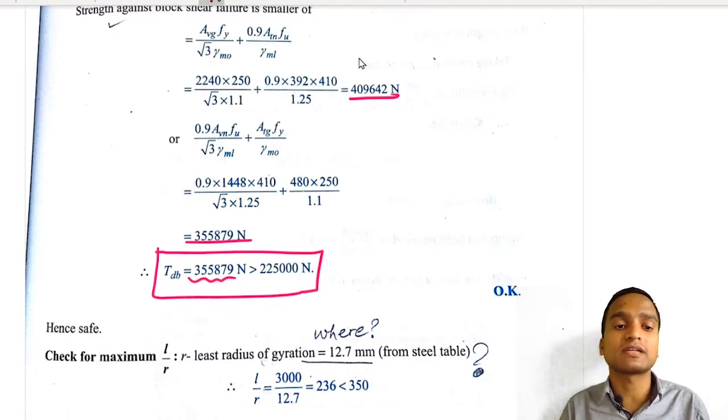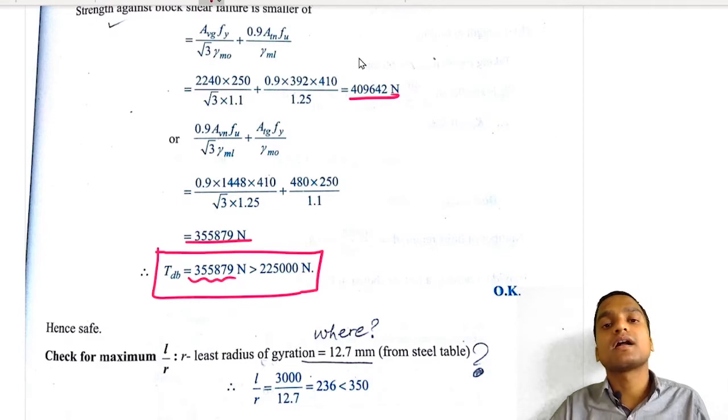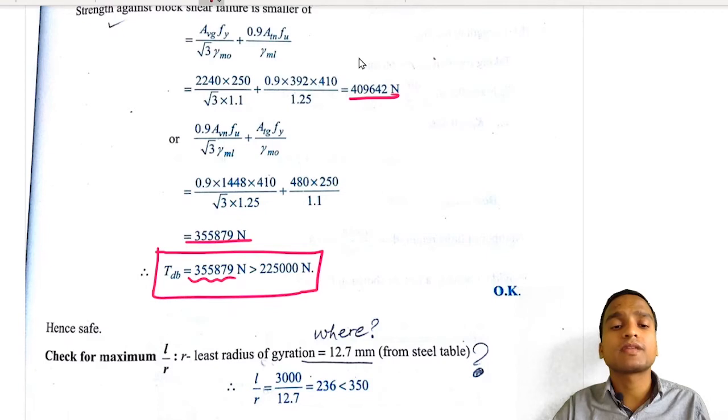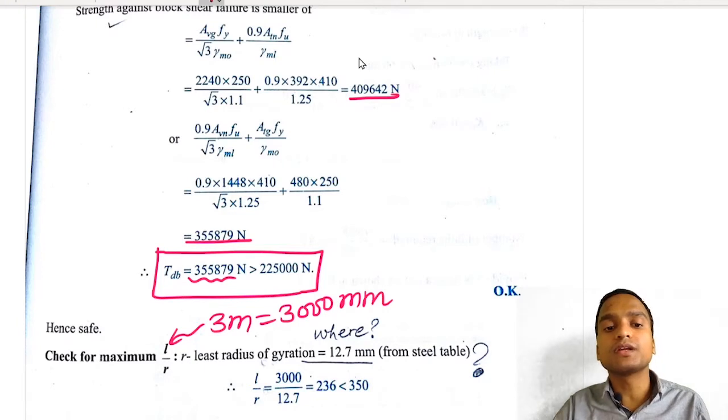Now at the end, we would also like to go for checking the maximum L by R or the slenderness ratio, and this is because of the reversal of stresses due to wind loads. And here the length of member is already given, 3 meter. Now from where do we get the value of R? R is the radius of gyration. Now here we are going to check the maximum value of L by R.